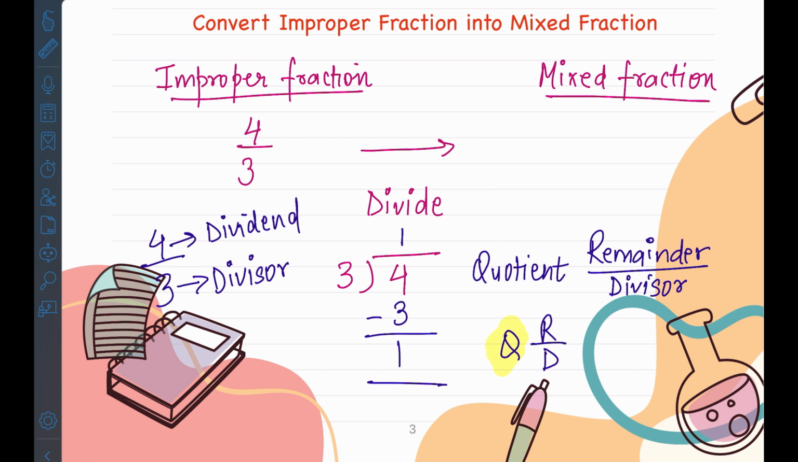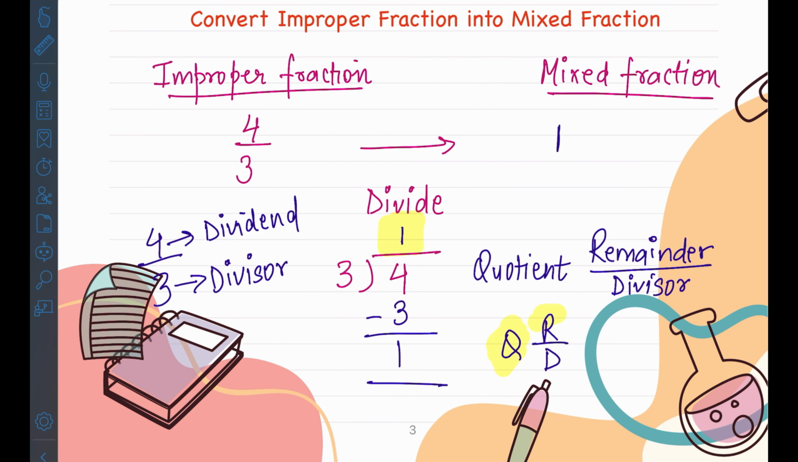Here in this case, our quotient is 1, which becomes the whole number. Remainder is 1 as well, which becomes the numerator. And the divisor is 3, which becomes the denominator. This is how we write it. It is so easy.